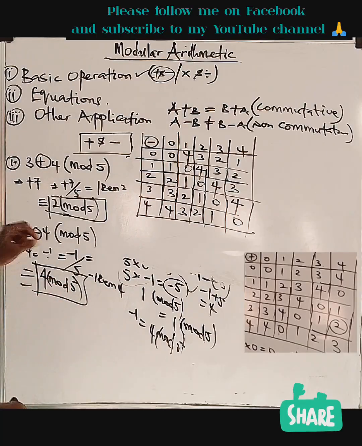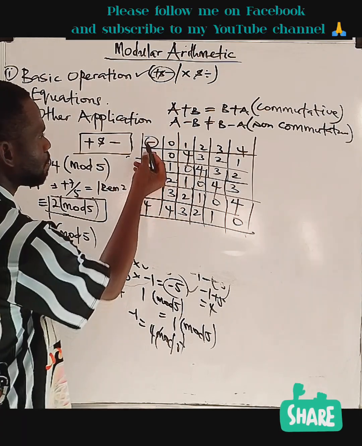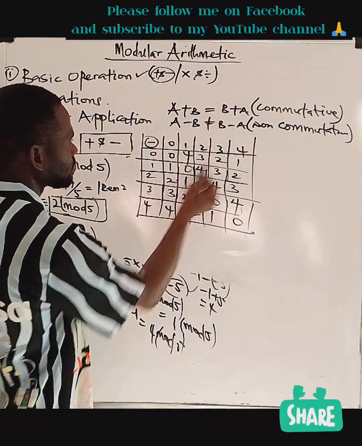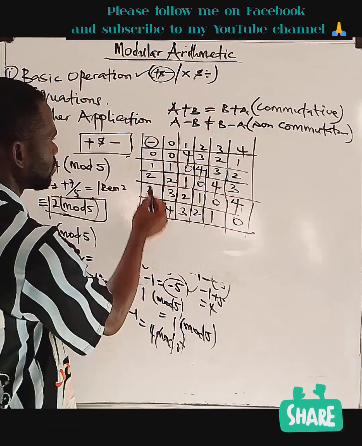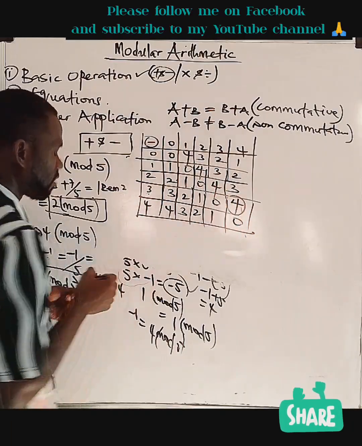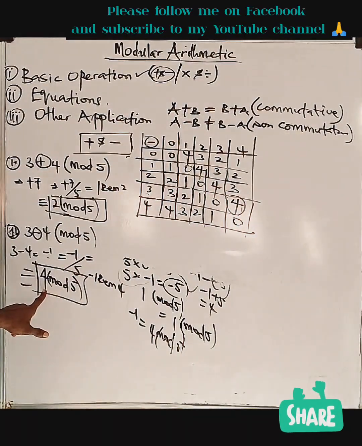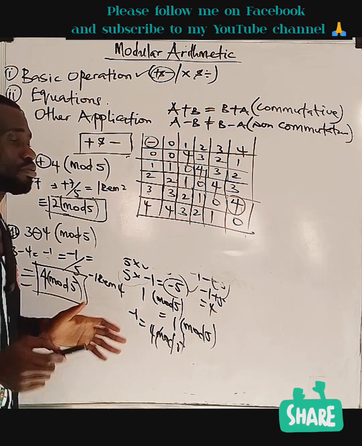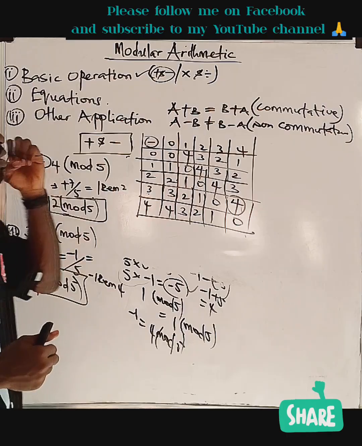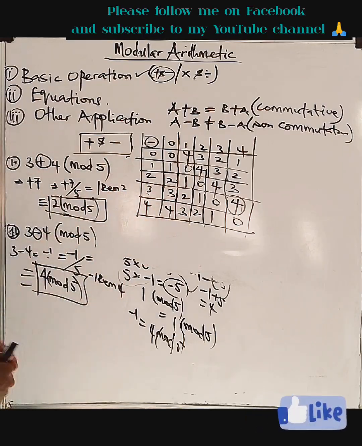So quickly, let's test: 3 minus 4 will give us what? 3 minus 4 will give us 4. As you can see, it's 100% correct. 4 modulo 5. As simple as ABC. So you could use your operation table or you could just use the zero method.